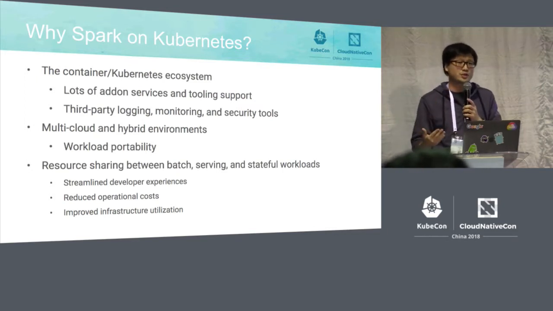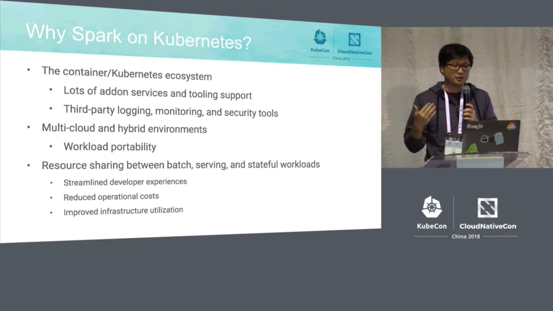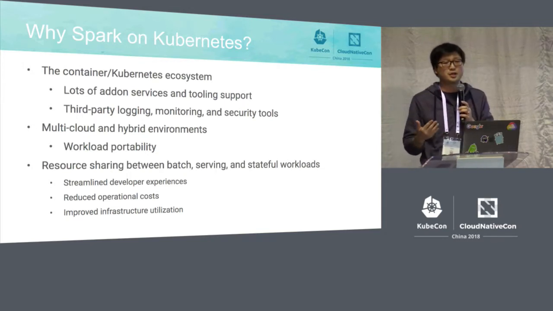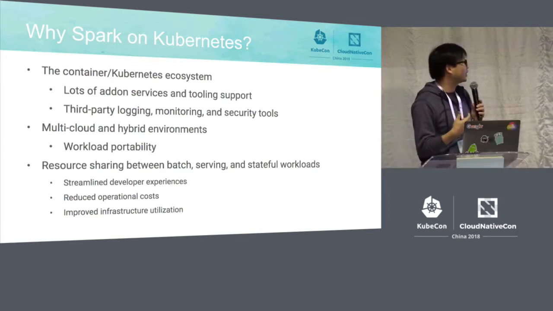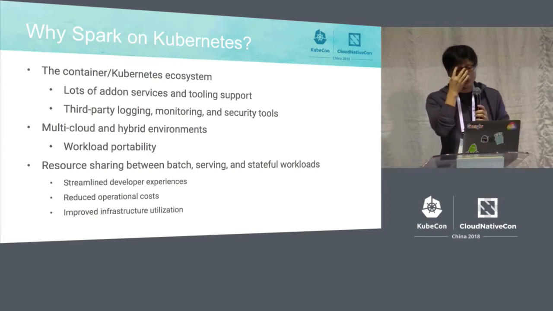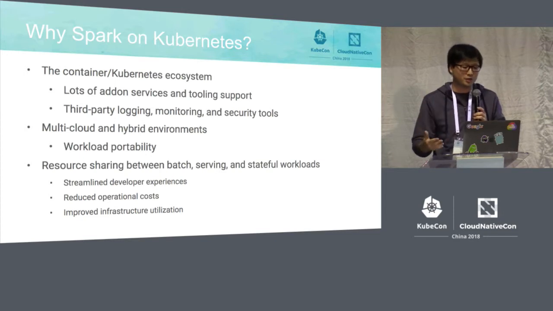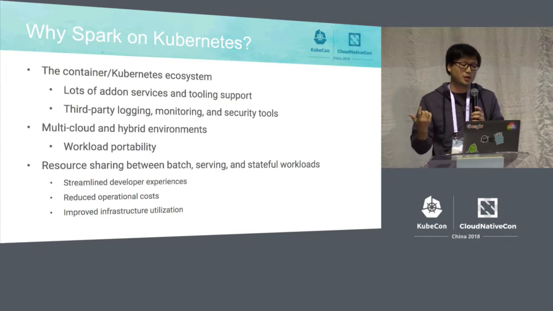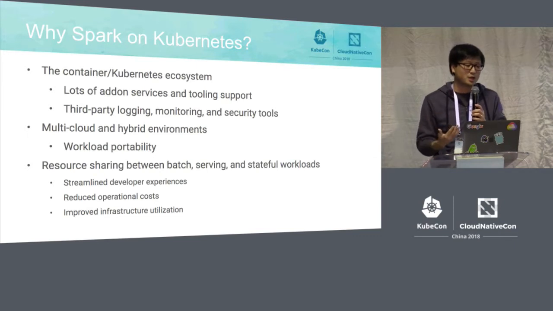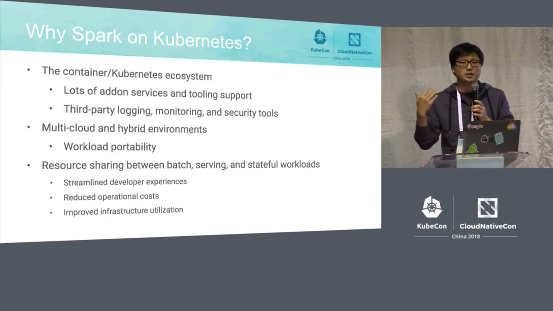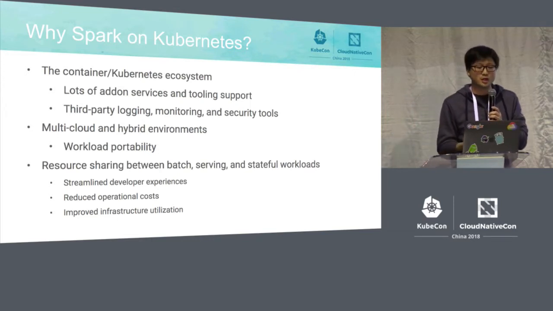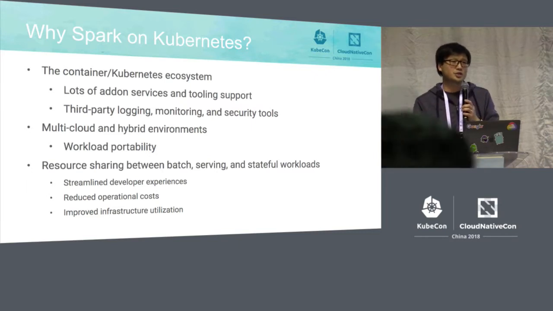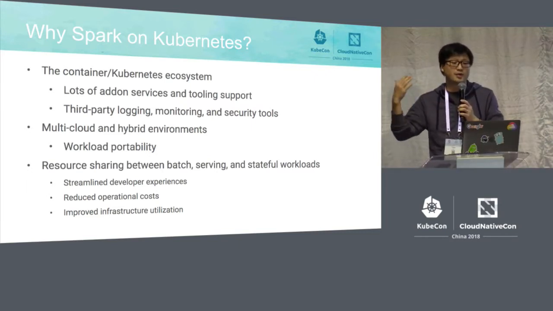There are a lot of reasons why people want to run Spark natively on Kubernetes, but I think these are the main reasons behind the project. One of the main reasons is the rapidly growing ecosystem around Docker containers and Kubernetes. People might already be running a lot of this tooling for their online serving workloads or stateless workloads. So naturally, they want to run all this tooling also for batch workloads or data processing workloads. They want to leverage this rich tooling for their batch workloads too.